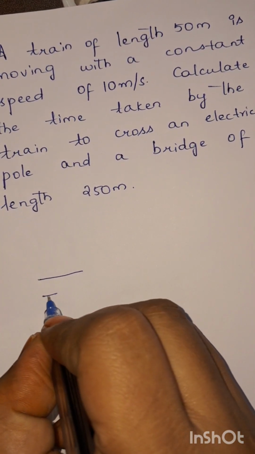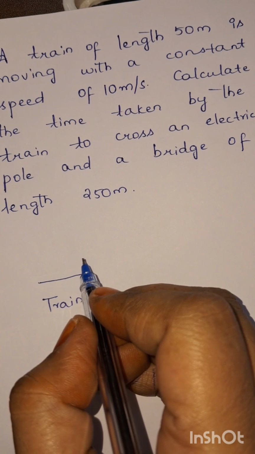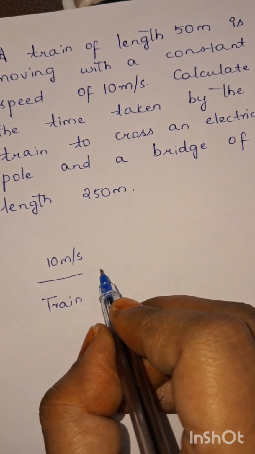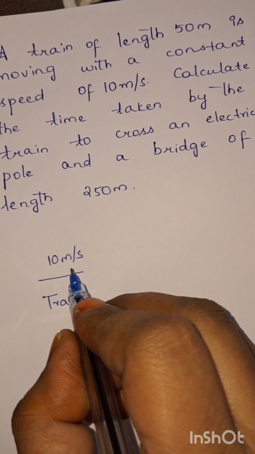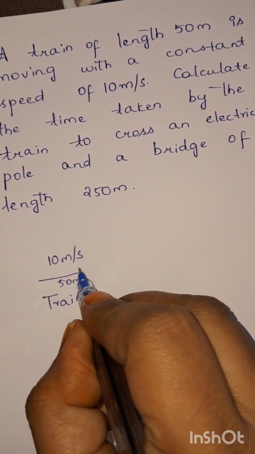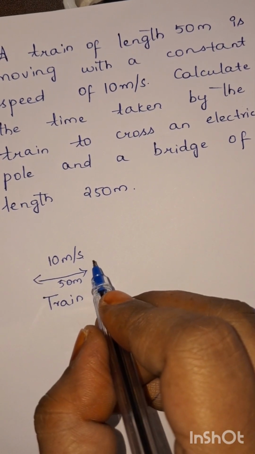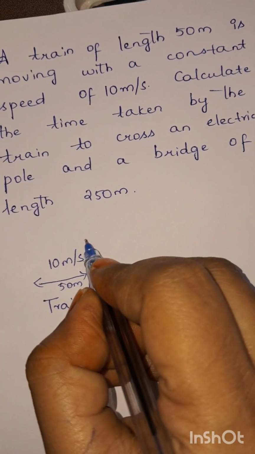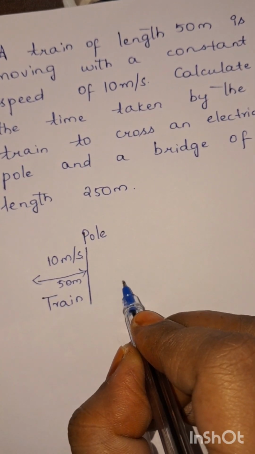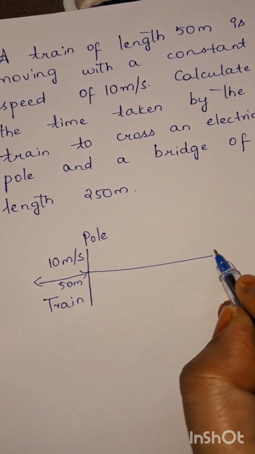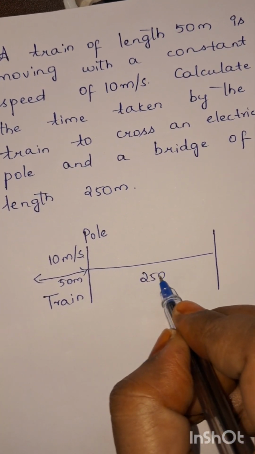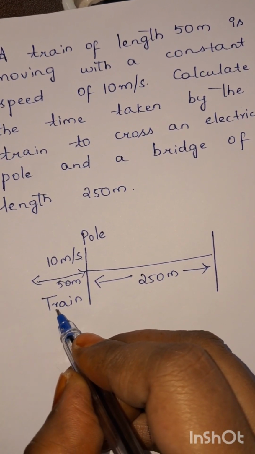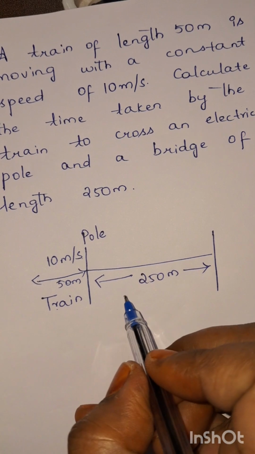Okay, suppose this is your train. Okay, constant speed of 10 meter per second. What is the speed here? 10 meter per second. Okay, how much length does it travel with the same speed? 50 meters. So this distance is how much? 50 meters. And then calculate the time taken by the train to cross the electric pole. So here is an electric pole. This is the electric pole. Okay, and a bridge of length 250 meters. This is the bridge of 250 meters. So you need to calculate how much time is taken by the train to cross the bridge of 250 meters.